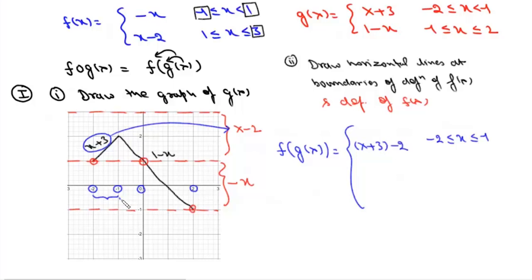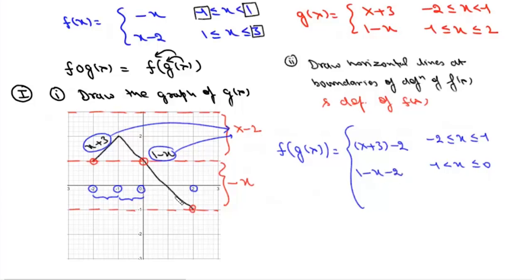Now, the next interval is between minus 1 and 0. In this case, the definition is 1 minus x. Now, this 1 minus x still lies in this interval. So, here 1 minus x will again go into this x minus 2. So, it will be 1 minus x minus 2.